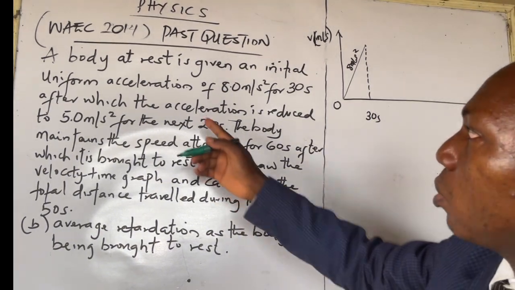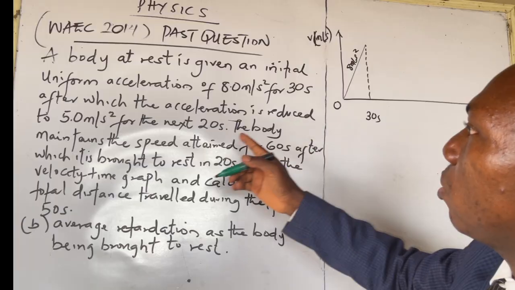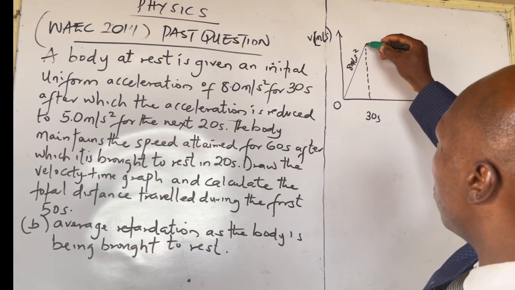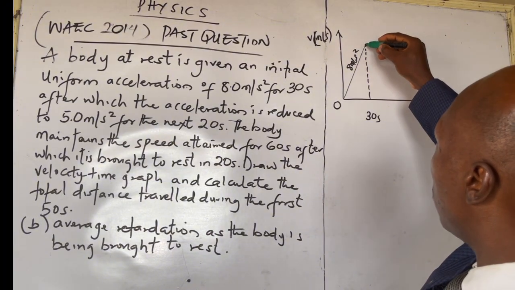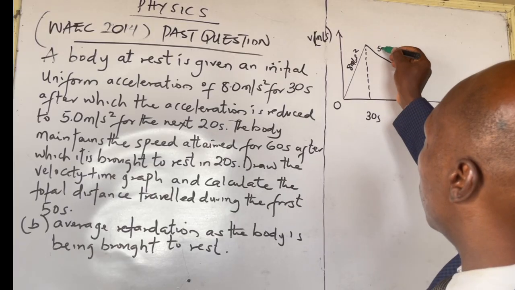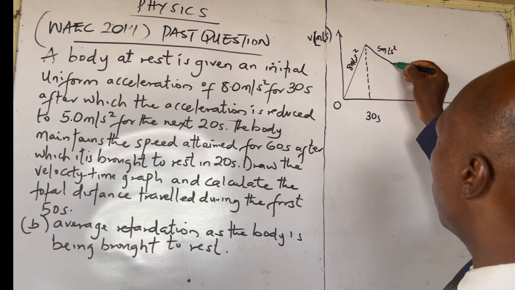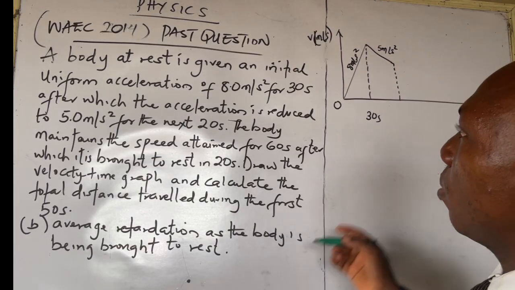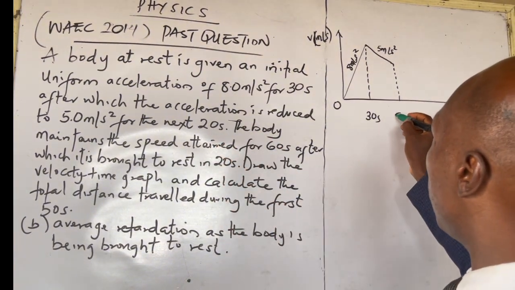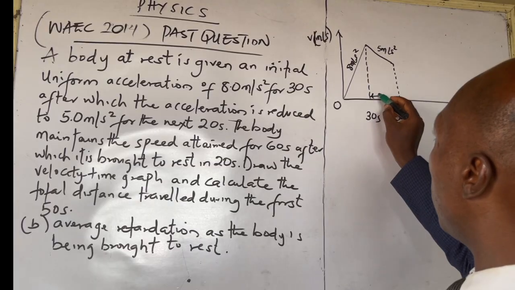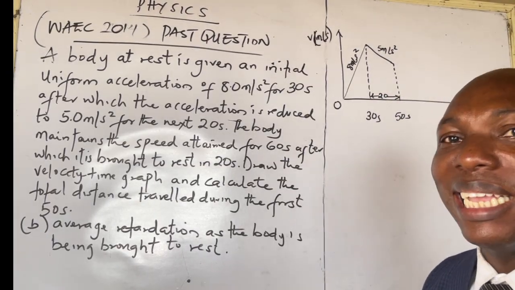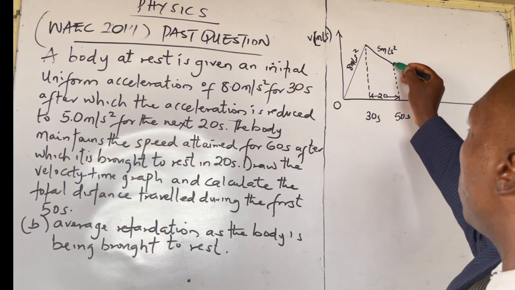And we are told that after which the acceleration is reduced to 5 meters per second squared for the next 20 seconds. That means 20 plus 30 will give you 50 seconds. So the time from here to here is 20. And we're told that the body maintains the speed, that means constant speed.